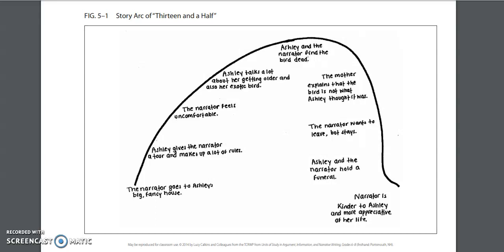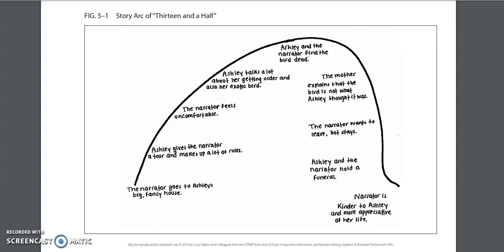I hope you had fun yesterday looking over the story, 13 and a half, and learning some author moves so that we can start to think about what we want to use in our own pieces of realistic fiction. What we're looking at today is called a story arc, and it's really similar to a plot mountain, which I'm sure many of you have worked with throughout elementary school and even in 6th grade.